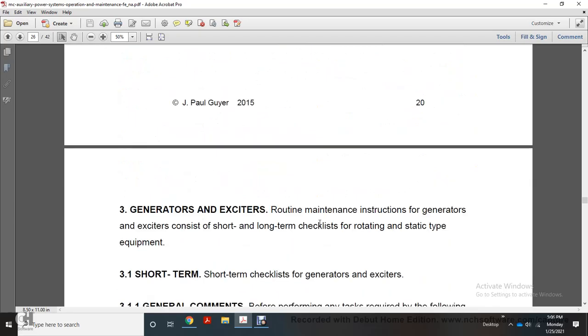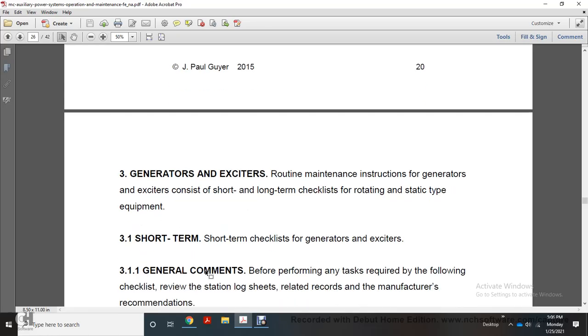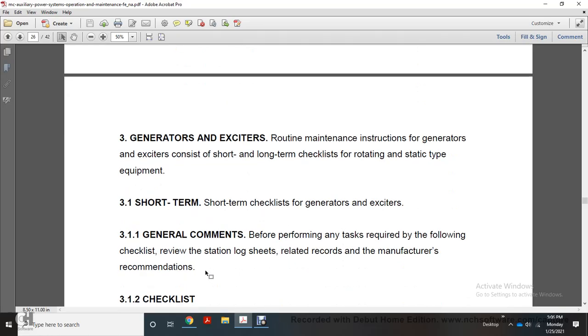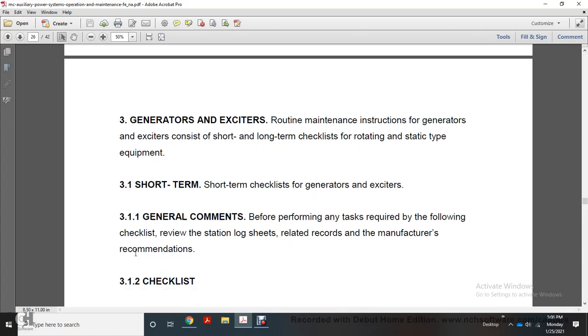Chapter 3: Generators and Exciters. Routine maintenance instruction for generators and exciters consists of short-term and long-term checklists for rotating and static type equipment. The short-term checklist for generators and exciters. General comments. Before performing any task required by the following checklist, review the station log sheet and related records of the manufacturer recommendation.